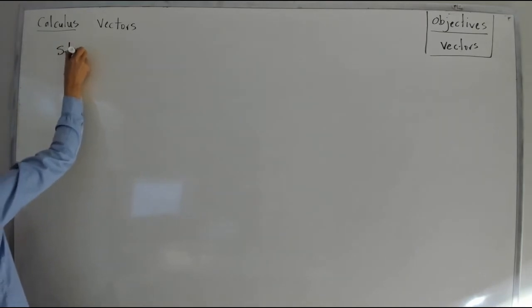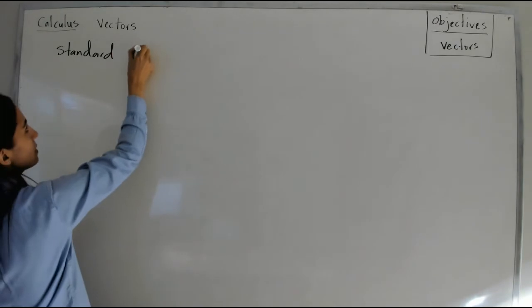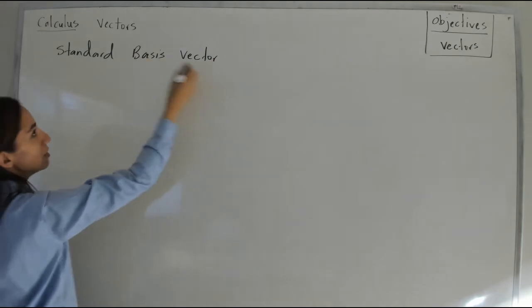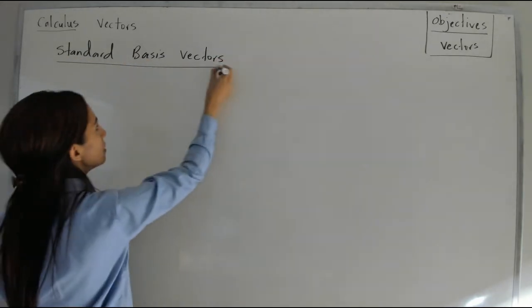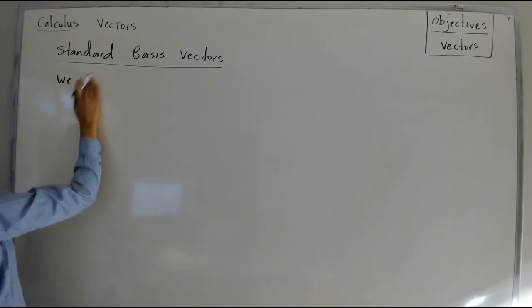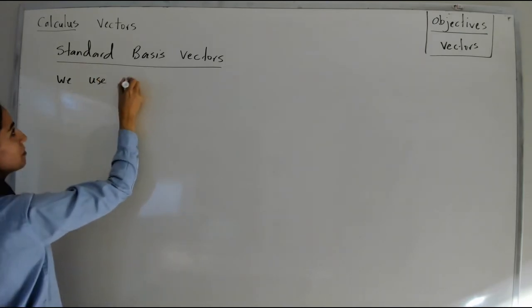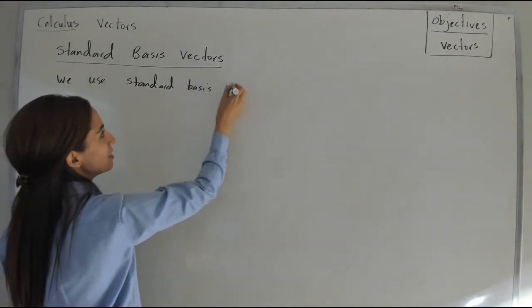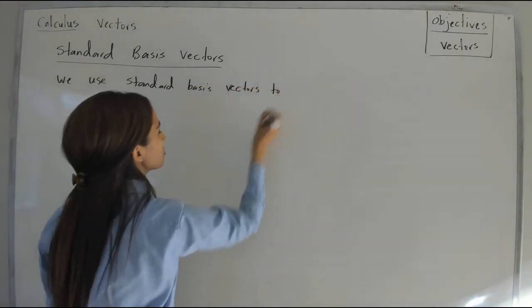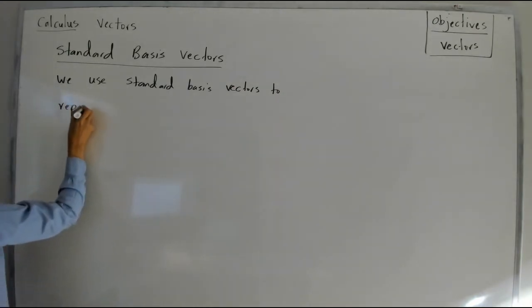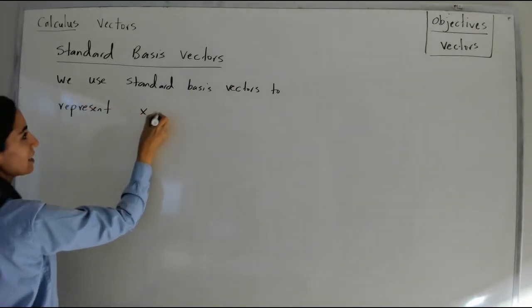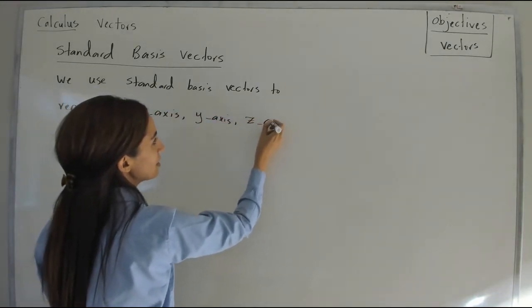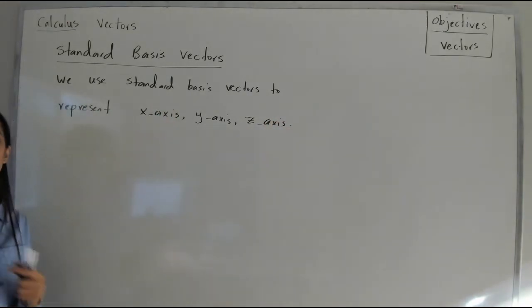So, standard basis vectors. We use standard basis vectors to represent the x-axis, y-axis, and the z-axis. So how do we define them?